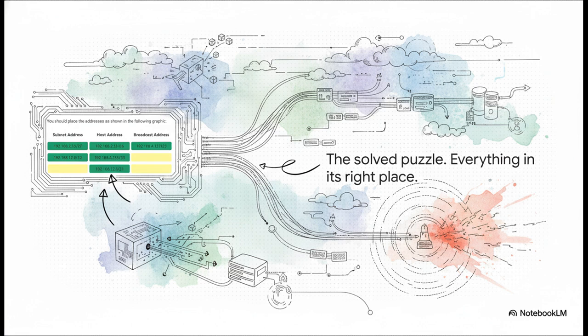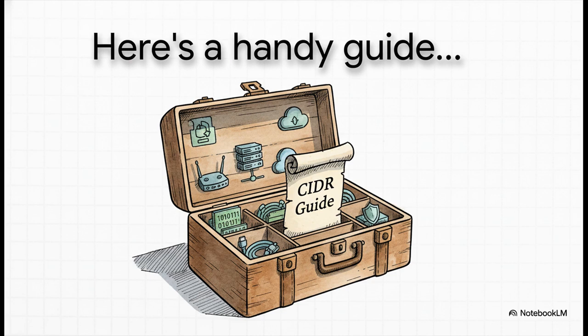Take the /22, for example. That's a huge block of 1,024 addresses. And 192.168.12.0 is a multiple of that, so it's a subnet. Or look at the /25. That gives us a block of 128. The address 192.168.4.127 is the very last one in its block, so that's a broadcast. It just works.